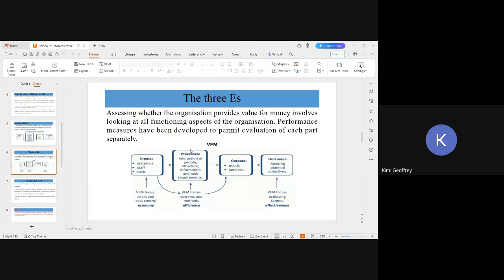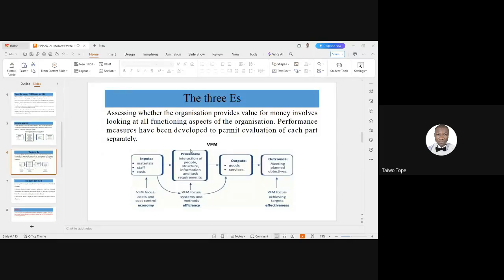Now, in terms of efficiency, we said it has to do with your actions, the process of converting your inputs into meaningful form that will result into outputs.